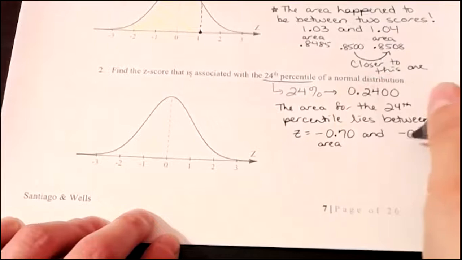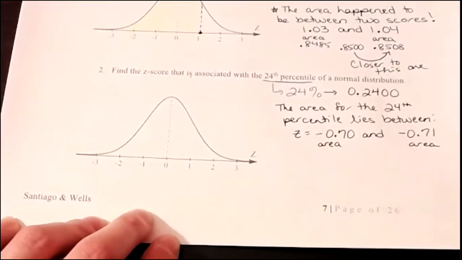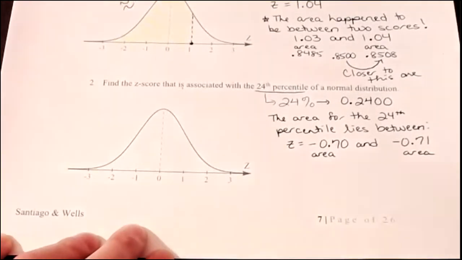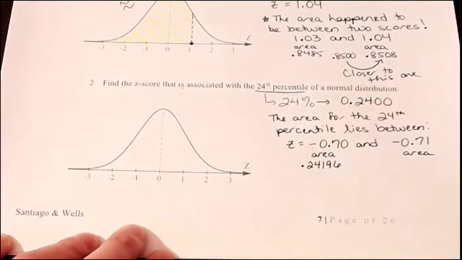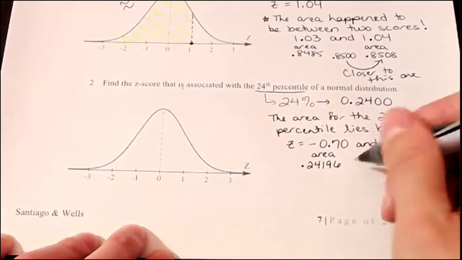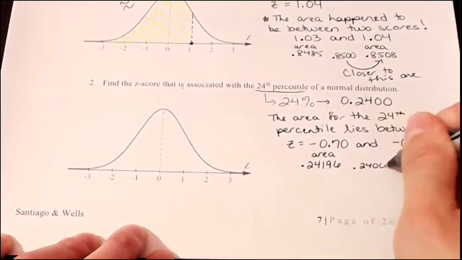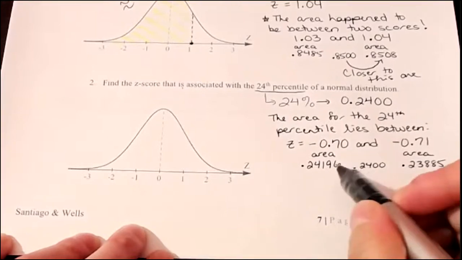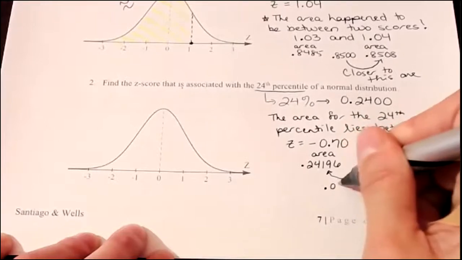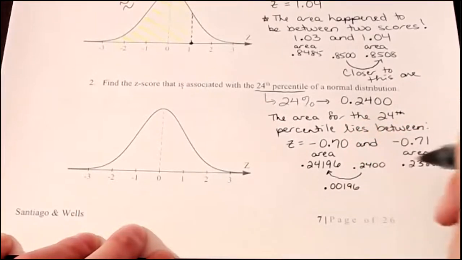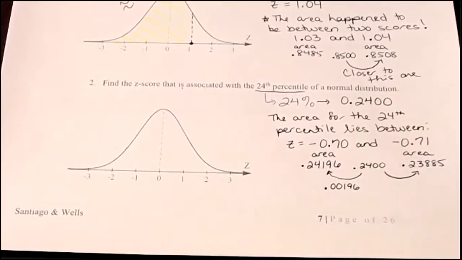It would be helpful to write what those areas are for each one. We notice the area to the left of a z-score of negative 0.70 is 0.24196. The area to the left of a z-score of negative 0.71 is 0.23885. So we have to figure out, like I said, which one it's closest to. When we subtracted these, we saw that the difference in areas was 0.00196. Let's look at the difference in areas between these two.